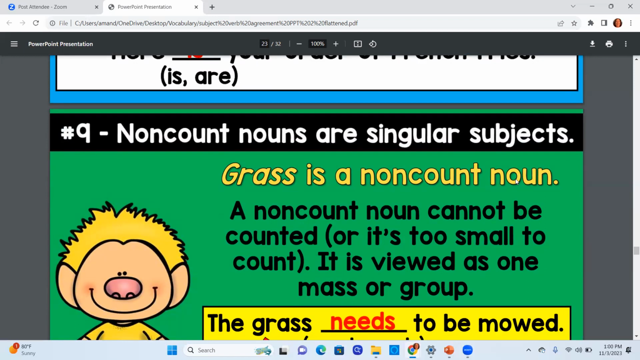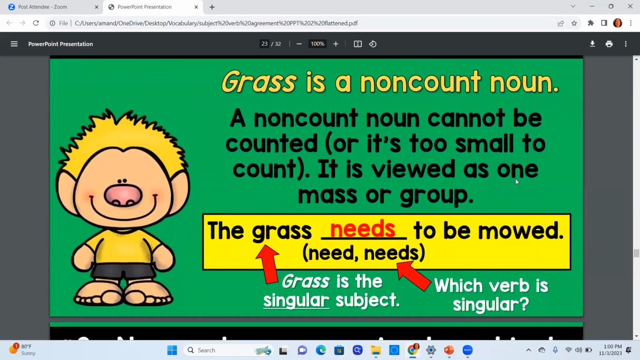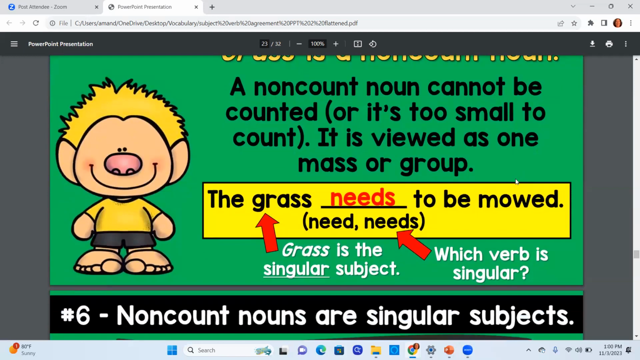Non-count nouns are singular subjects. Grass is a non-count noun. A non-count noun cannot be counted or it's too small to count. It is viewed as one mass or group. The grass needs to be mowed. Grass is the singular subject. And then, of course, we would pick needs.